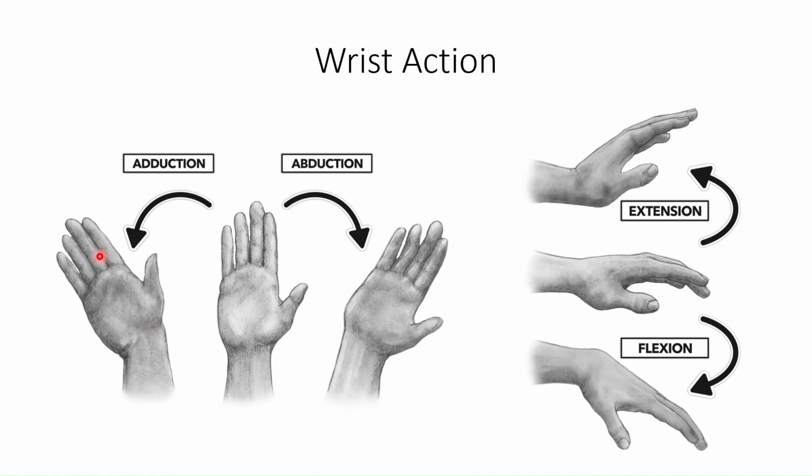The bones, ligaments, and tendons of the wrist provide stabilization of movements at the wrist joints, including adduction or ulnar deviation, abduction or radial deviation, extension towards the dorsal side, and flexion in the palmar side.